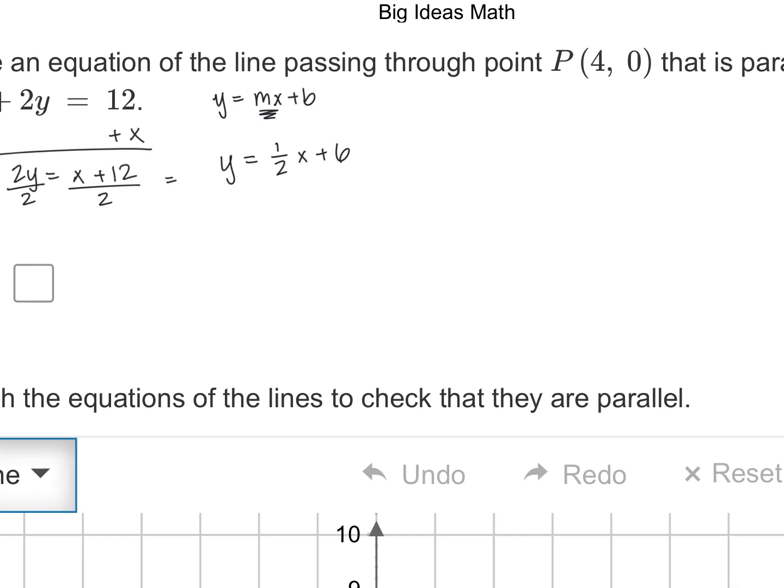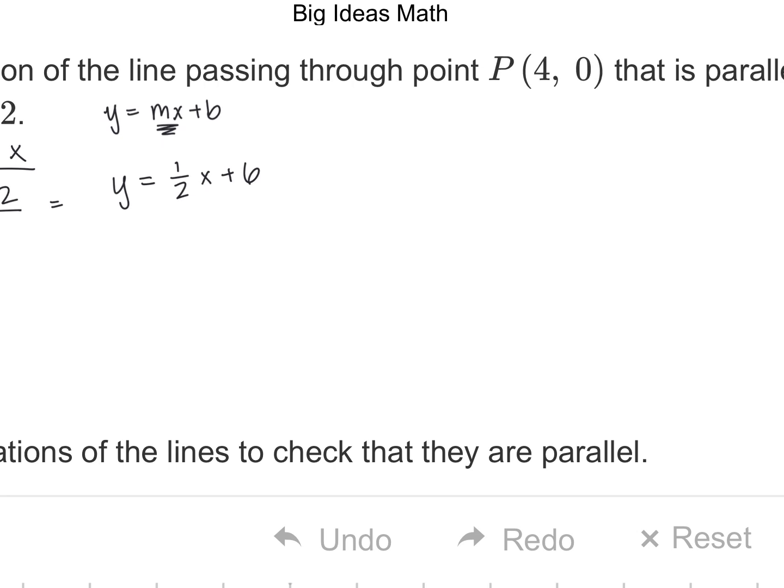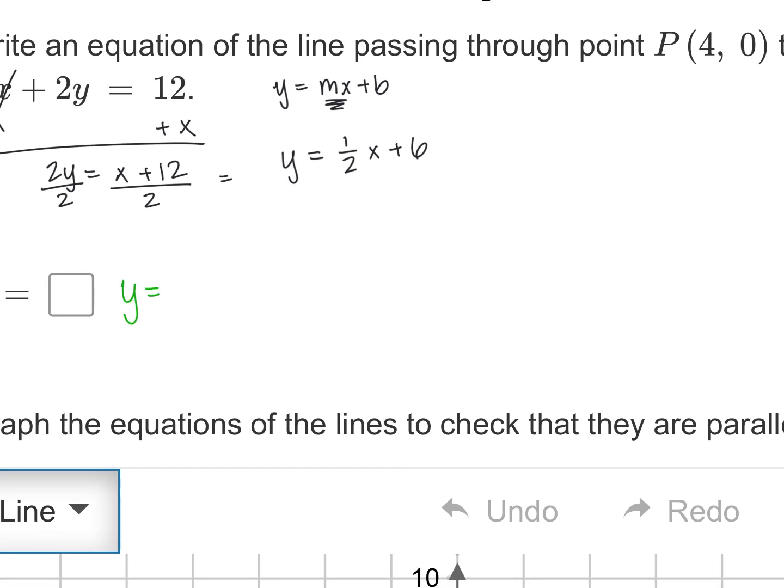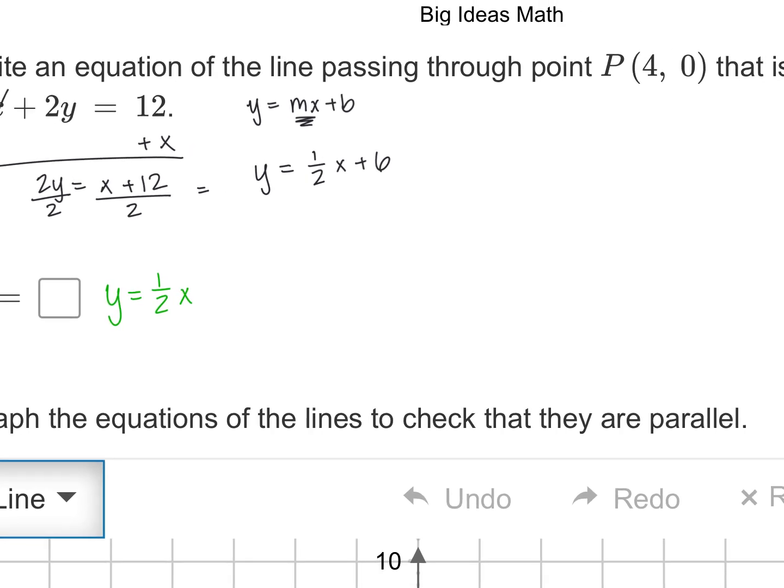So when it's parallel, what do I already know? Good, it's going to have the same slope. So I already know part of my answer is going to be y equals 1/2 x. I'm going to take the point they gave me and plug it in. I'm sorry, this shouldn't be a 4, this should be a 0 because this is my y. It should be 0 equals 1/2 times 4 plus b, because I'm solving for my b.